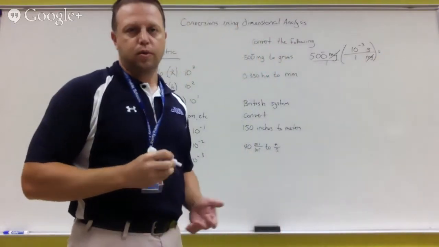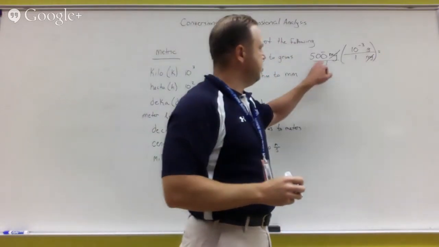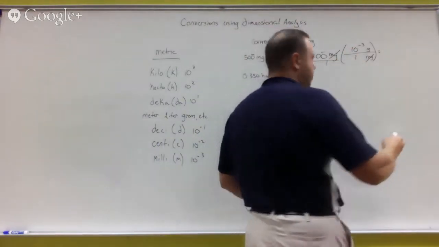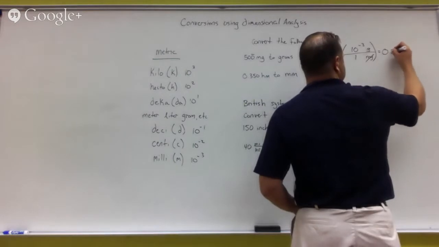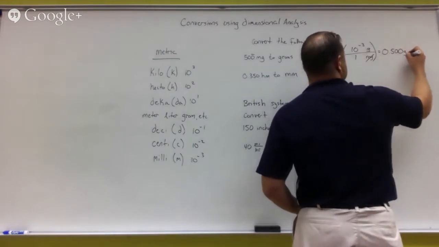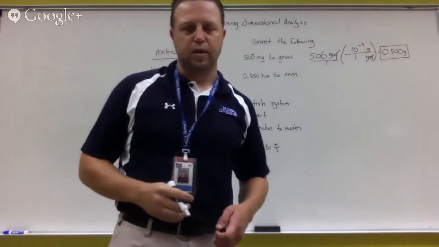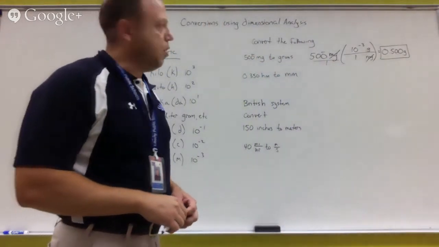Okay, so that's pretty simple. 500 times 1 times 10 to the minus third is going to equal 0.5. So all we have to do is move the decimal 3 places. So it's 0.5 grams. Okay, so that's pretty simple. Let's do one that's a step harder here.